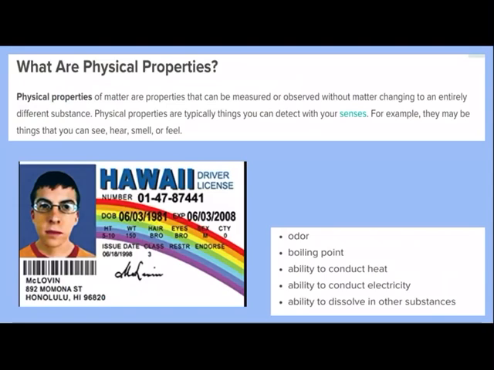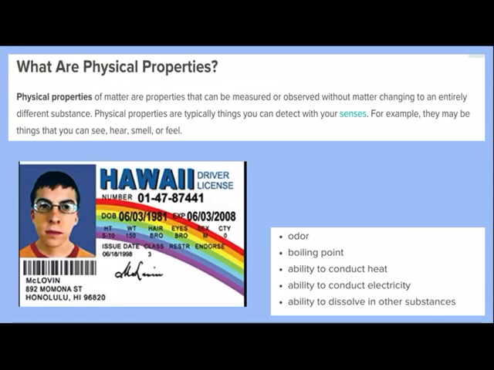And so now we also want to talk about physical properties, and we're going to talk about the difference between that and chemical properties. Physical properties are properties that can be measured or observed without matter changing, and we'll talk about what that means. So the matter won't change into a different substance, but physical properties are things you can usually detect with your senses, meaning you can smell them, you can feel them, you can hear them. Other ones are on the bottom right hand here: odor, boiling point, the ability to conduct heat, electricity, to dissolve in other substances. Those are physical properties.